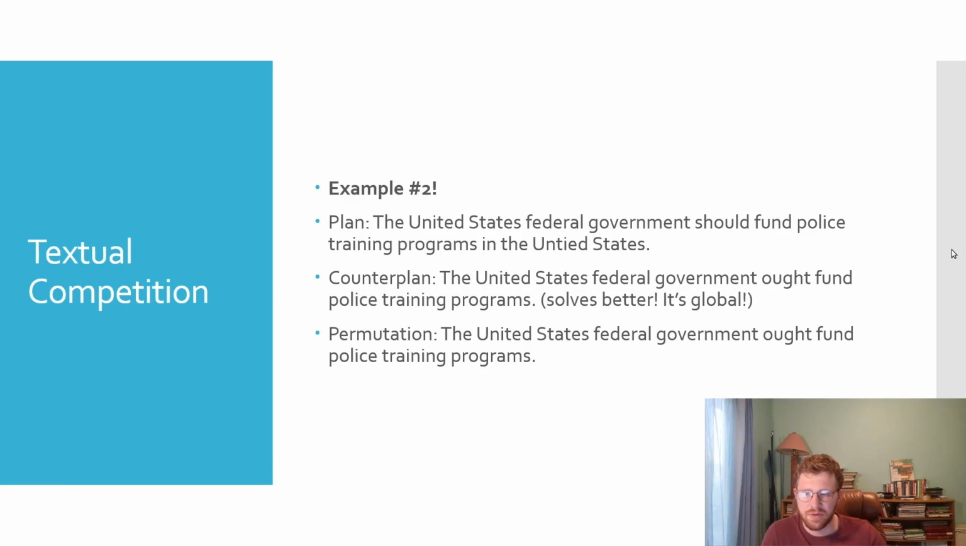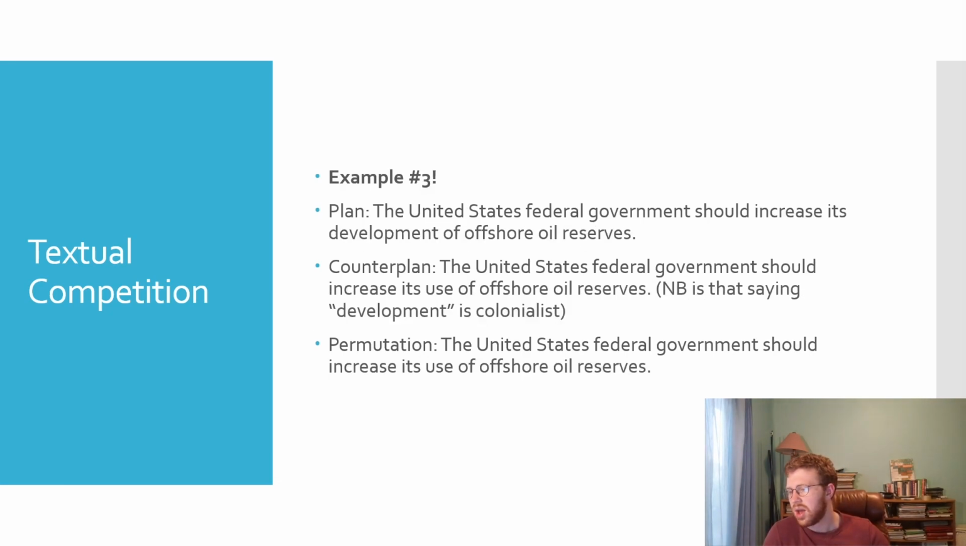Let's look at a last example before I wrap this section up. The United States federal government should increase its development of offshore oil reserves. The counterplan says the United States federal government should increase its use of offshore oil reserves instead of saying development, and the net benefit is a critique of the word development, saying development is colonialist. So, the AF would advance a permutation: The United States federal government should increase its use of offshore oil reserves. So, this example should be easy by now. Under textual competition, that permutation is not legitimate because it does not include the word development, which is in the plan text.